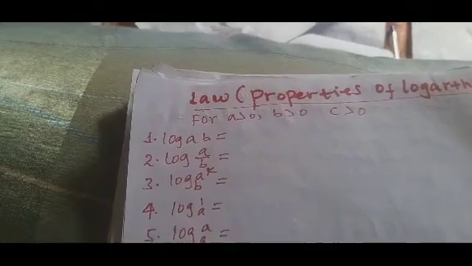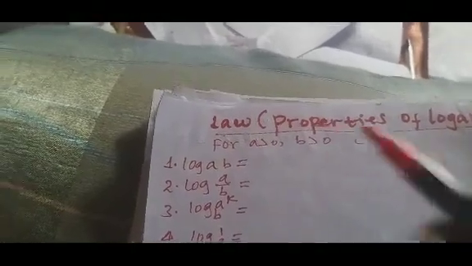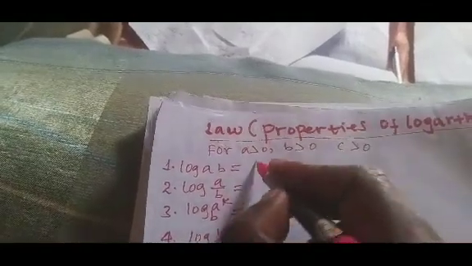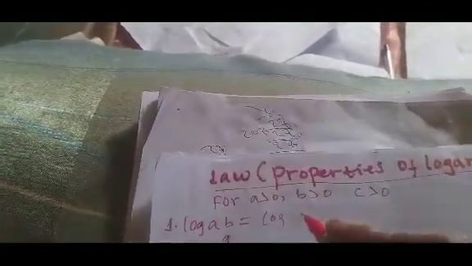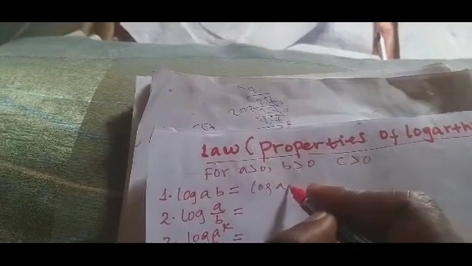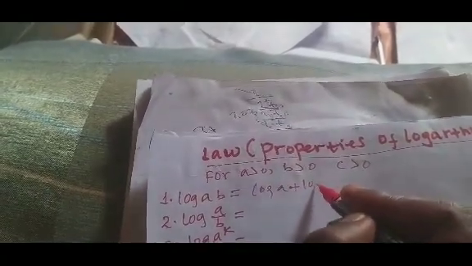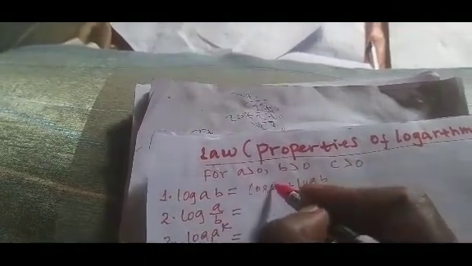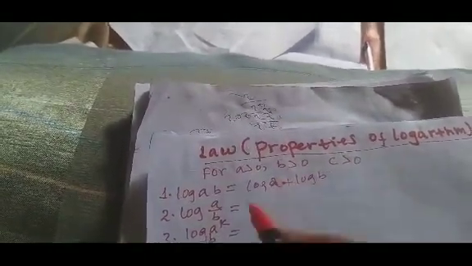Law number one, or property of logarithm number one: log of a times b is equal to log of a plus log of b. The product is changed to what? Sum. The sum of logarithms.